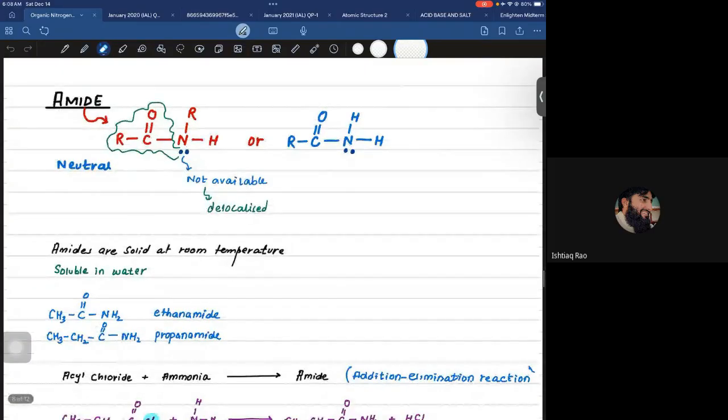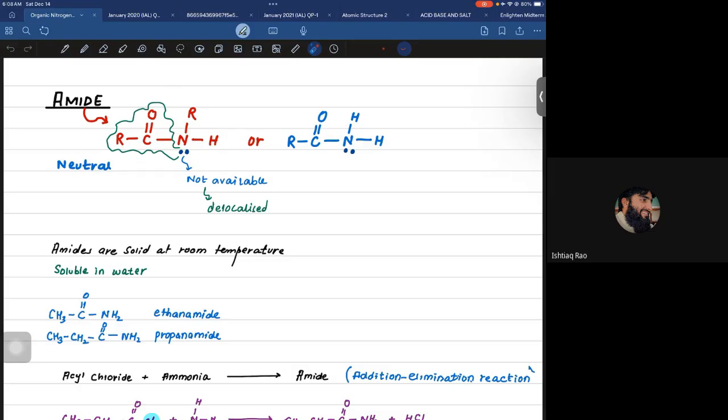So we did amine. In today's class we are going to discuss amide. The basic functional group of amide is C double bond O and nitrogen. There may be H or there may be an R group attached to the nitrogen atom. And the nitrogen atom has one lone pair, because when nitrogen has three bonds, it has one lone pair.